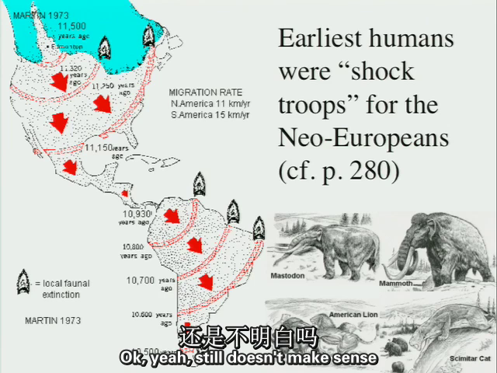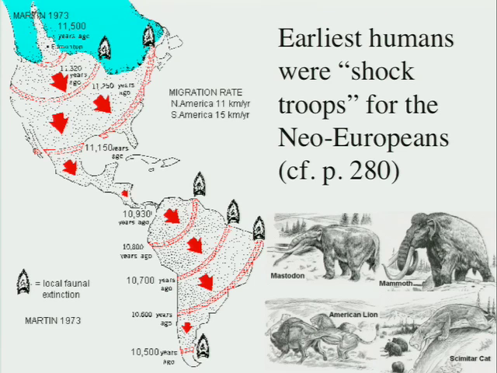Okay? Yeah. Still doesn't make sense? Well, I think it does. So you're saying that it happened because since there weren't these animals to hunt anymore, you had to domesticate animals to start farming?